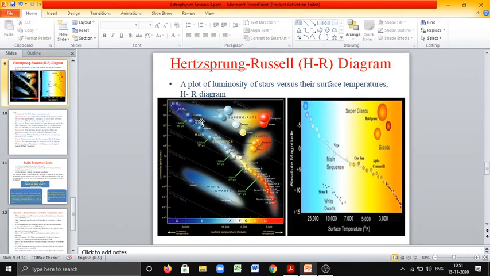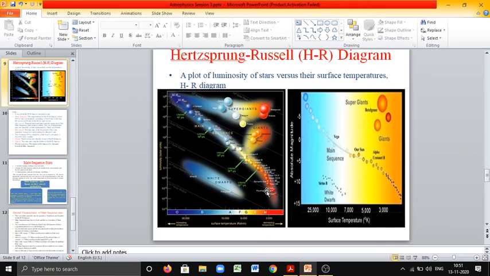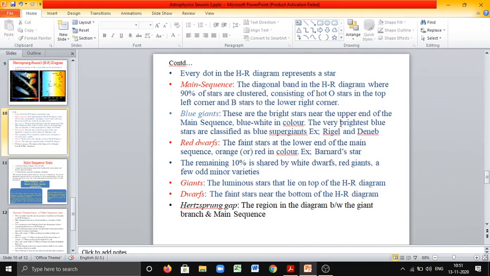The diagonal band which starts from the top left to the bottom right is called the main sequence. The diagonal band in the HR diagram where 90% of stars are clustered, consisting of hot O stars in the top left corner and B stars to the lower right corner. See here, 90% of stars are clustered in this main sequence band. It consists of hot O stars in the top left corner and B stars to the lower right corner.